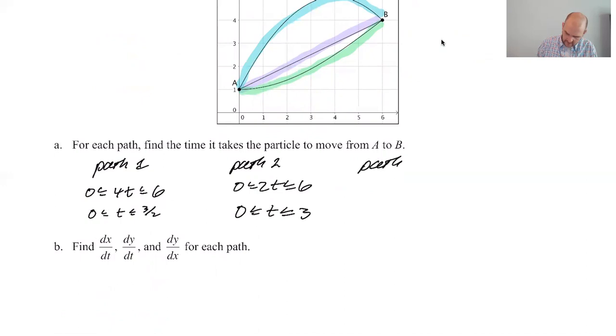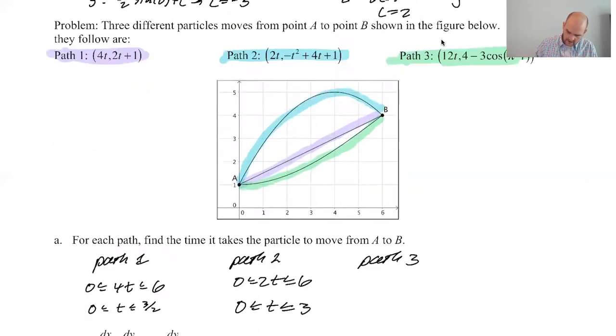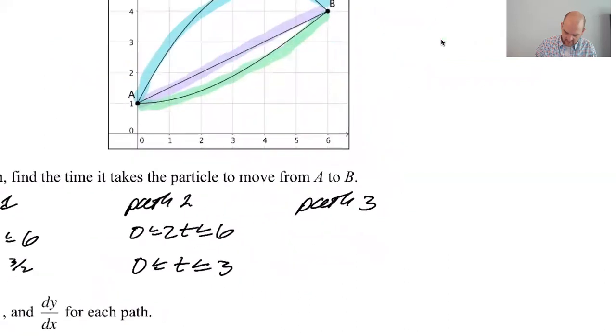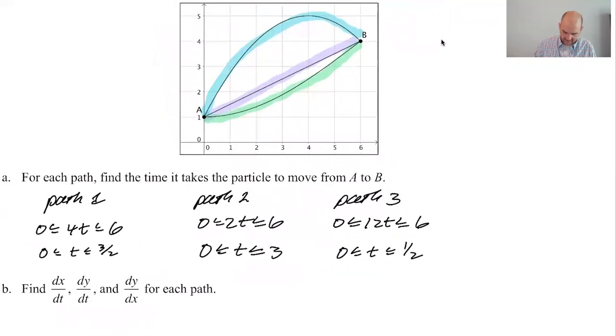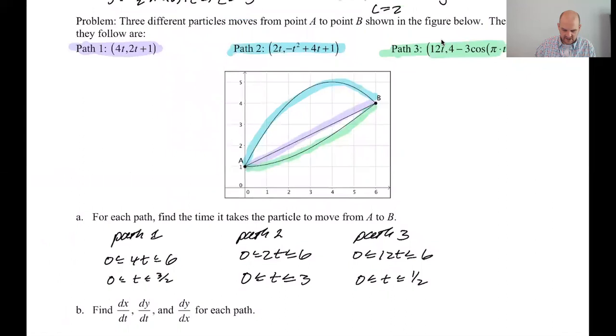Path 3. 12t has to be between 0 and 6. So path 3 is really fast. And you don't get that from the picture, right? You can't tell in the picture that you are necessarily going so much faster. It only takes 1/2 of a second. So path 2 is the slowest.